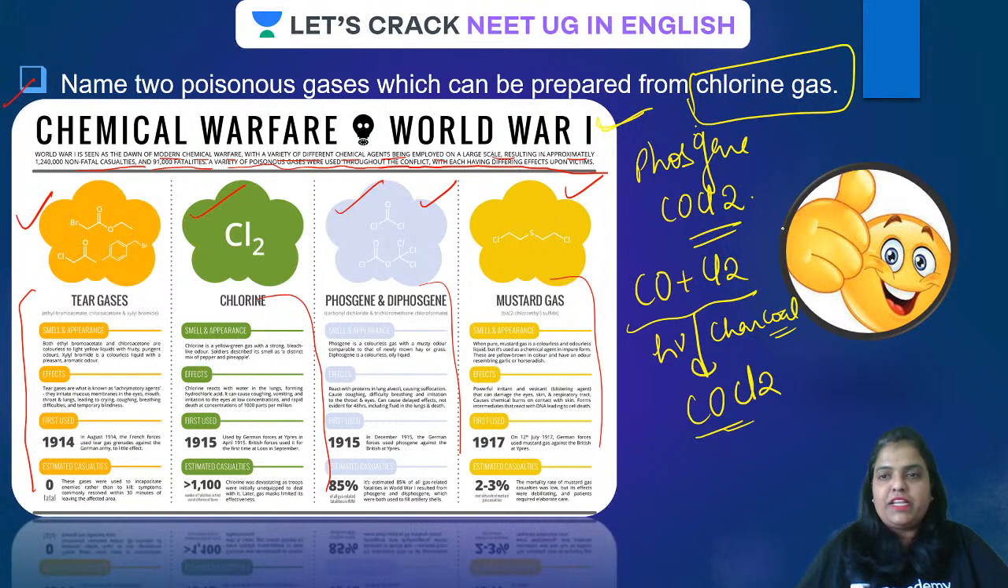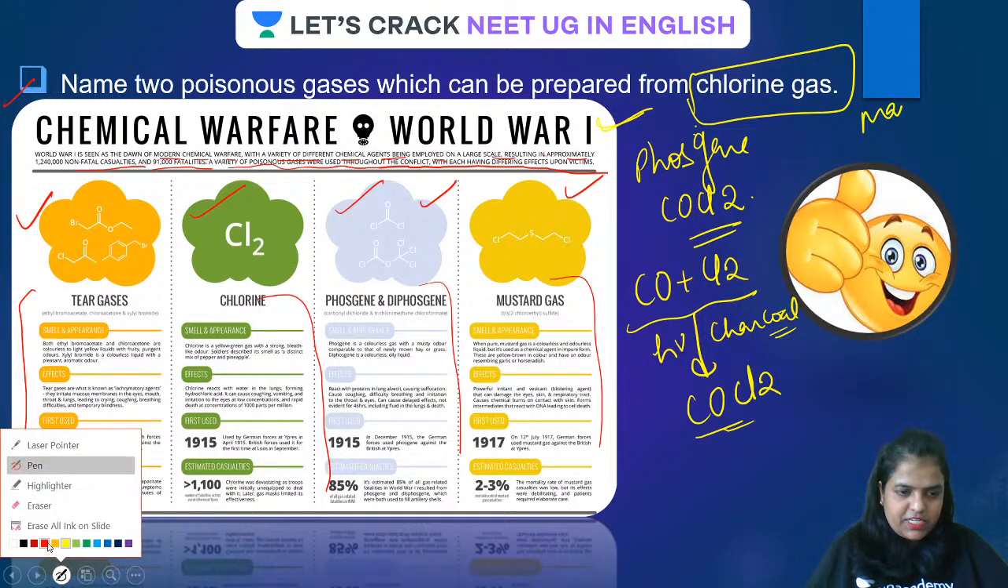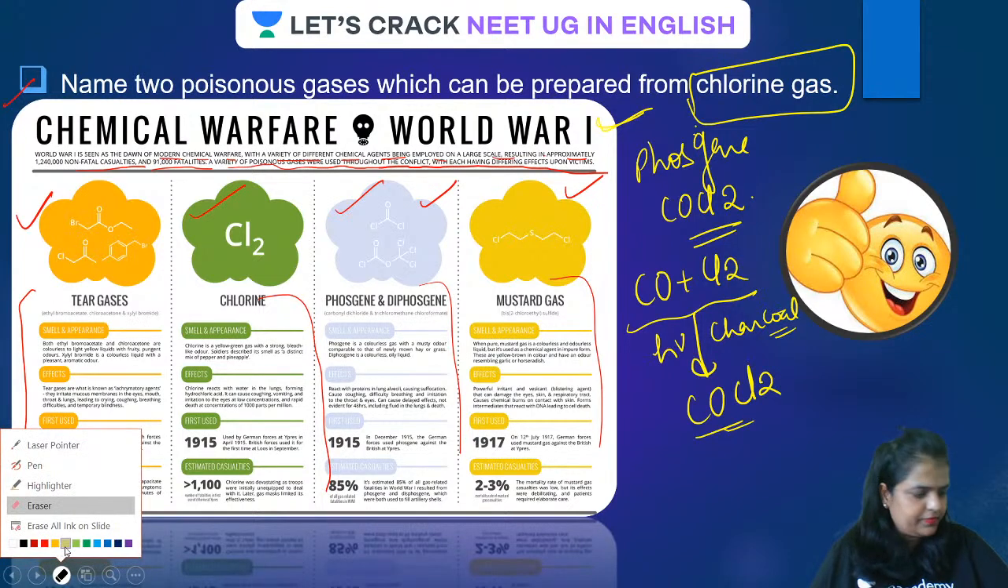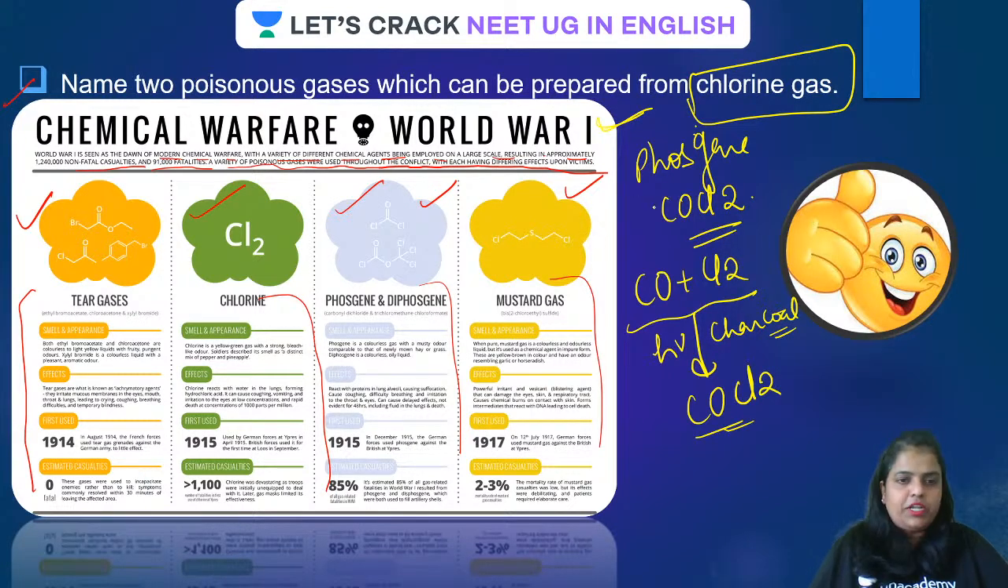And the other one is the mustard gas. Remember, the mustard is not Ma, it is Mu. What about tear gas? The formula is given over here, guys. CH3COCH2Cl, isn't it? Tear gas brings tears.